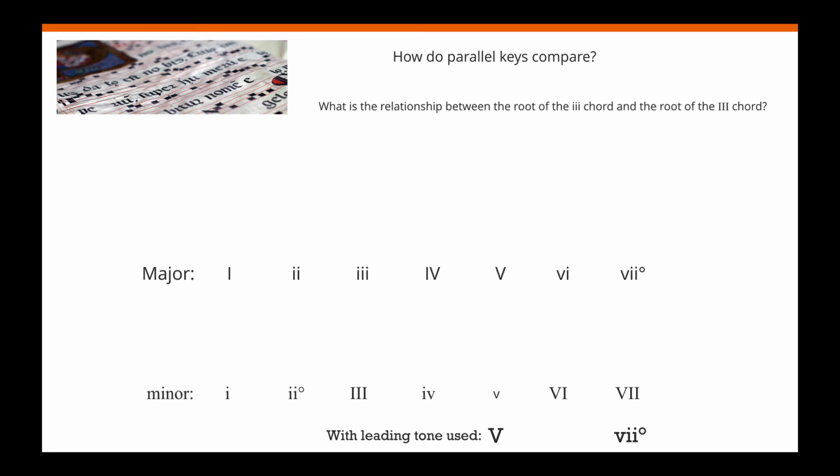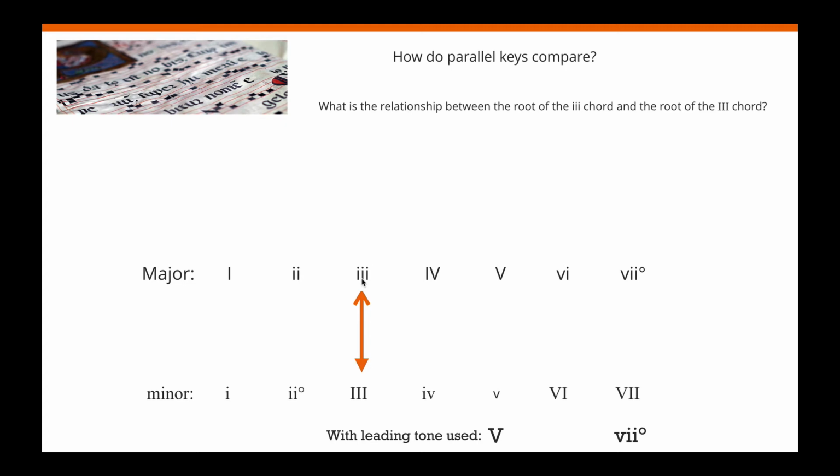What is the relationship between the root of the 3 chord in the major key and the root of the major 3 chord when you're in a minor key? Right there. What's the difference? What's the relationship between the roots? Now, if you're in A major, the root of this chord is C sharp.